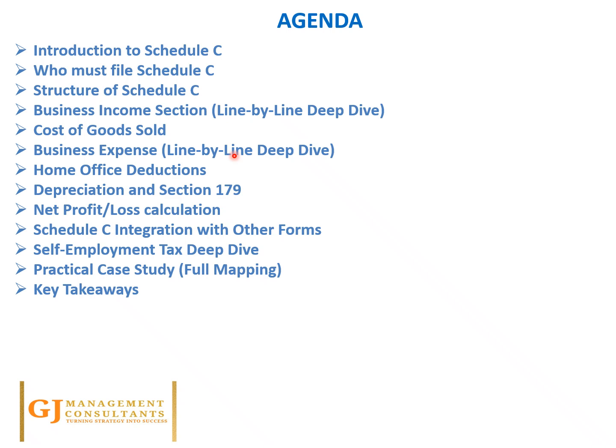We'll understand the deductions available for the home office, and then the concept of depreciation and Section 179. We'll understand how the net profit is calculated, and how Schedule C is integrated with the other forms. We'll also do a self-employment tax deep dive, and then a complete practical case study to understand the end-to-end flow. And then we'll end this session with a quick synopsis, which demonstrates all the key takeaways from this chapter. So with this, we'll move to the first slide, which is the introduction to Schedule C.